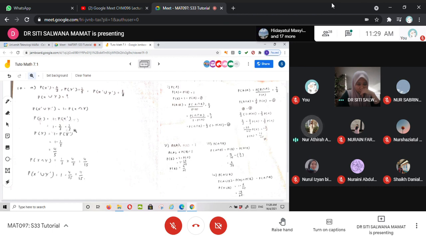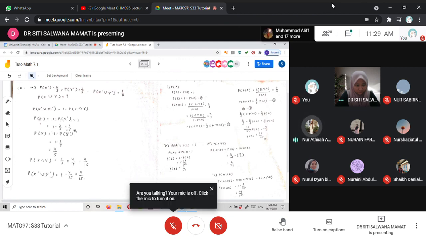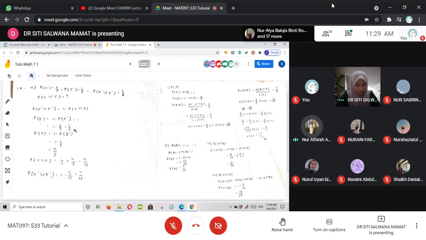And then for Y, we do the same thing, 1 minus Y prime. Y prime is already given, 1/5. So 1 minus 1/5 gives 4/5. Then I find X intersect Y: I do 1/3 times 4/5, which gives 4/15. And then to find X prime union Y prime, I use the formula from earlier, which is 1 minus 4/15 equals 11/15.